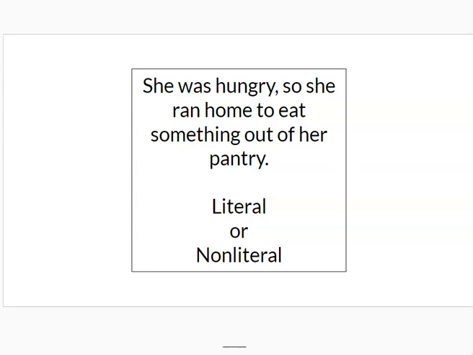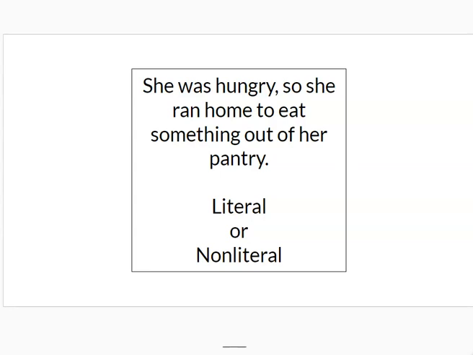An example of non-literal could be, I'm so tired I could sleep for days. It just is a way of describing how tired I am, but I can't really sleep for days. My body would wake me up to eat or to drink. Let's look at some other examples.